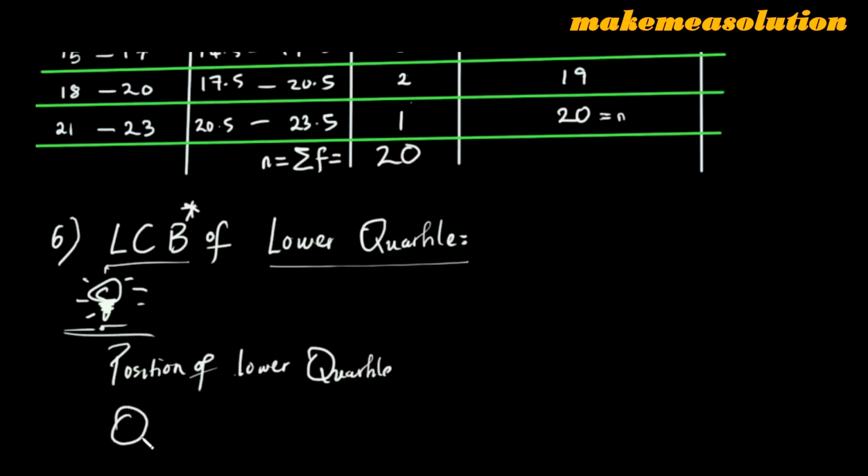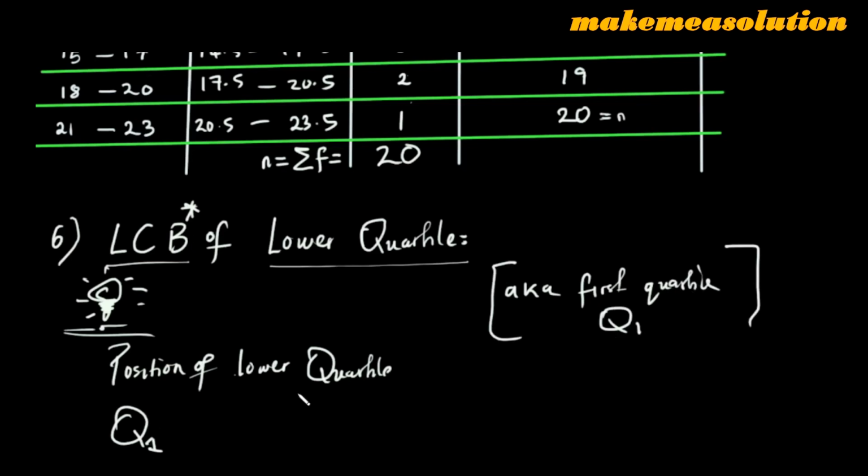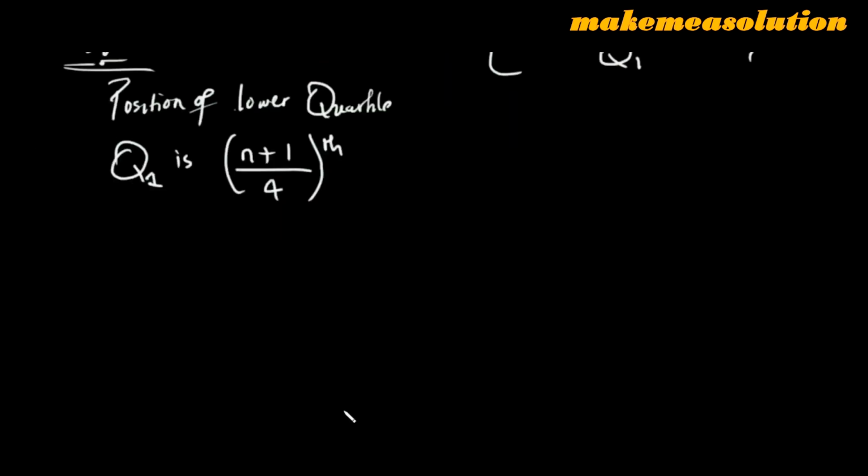Mathematically, the lower quartile is designated as Q1. The lower quartile is also known as the first quartile. They all have the symbol of Q1. Okay, and if you want to find the position of the lower quartile, the position of the lower quartile is the n plus 1 all over 4th position. Okay, the n plus 1 over 4th position or term.